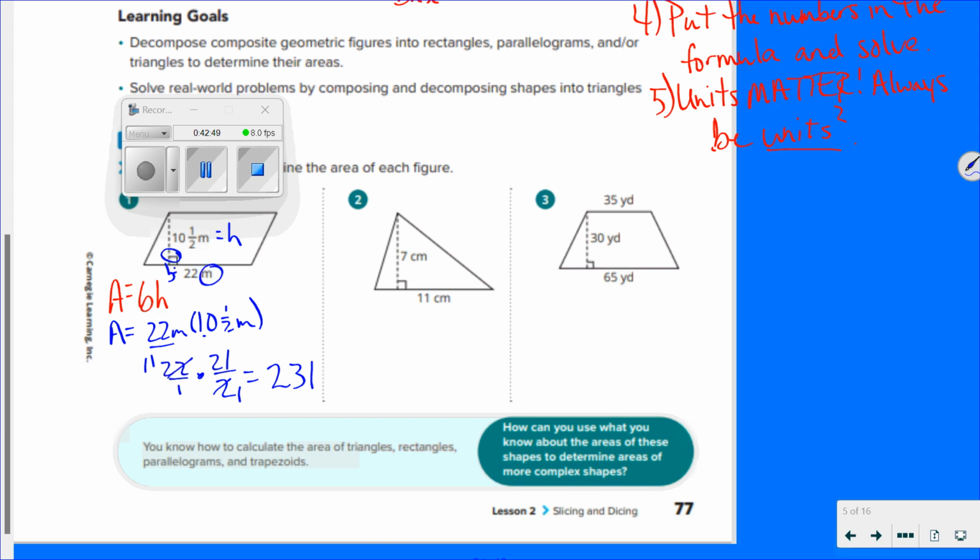Don't forget your units. Guys, you have to have the units. You will lose half credit on tests and quizzes if you don't have the proper units. You can do all that math, but if you don't put the proper units, it's half off. Okay?